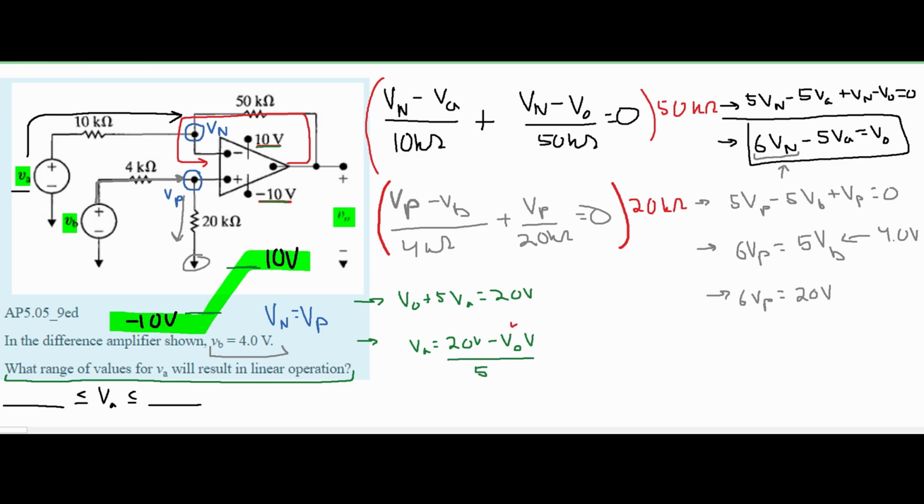So for our V0, we will be plugging in a positive 10 volts and also a minus 10 volts. And this will give us our two answers. In doing this, we are going to get the values 2 and 6. And that is how we would go about solving this problem.